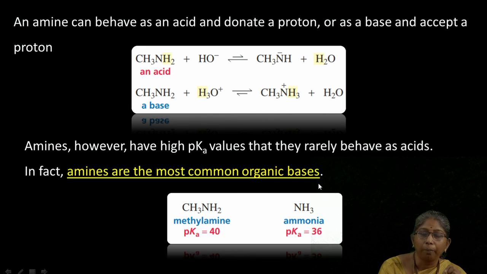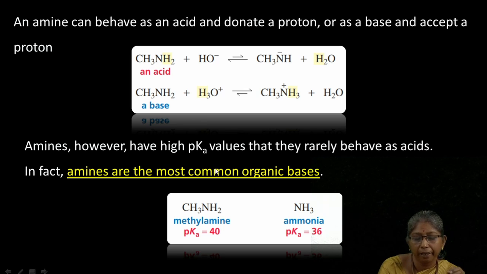Now, coming to our bases. We are considering the amine, the NH2 group. A compound with an NH2 group is a base, and here it is methylamine. When methylamine reacts with a strong base, it acts as an acid. When it reacts with a weak base, it acts as a base. Here it is ready to accept H+, and in the first case it is ready to donate H+.